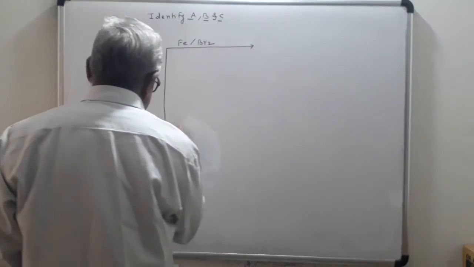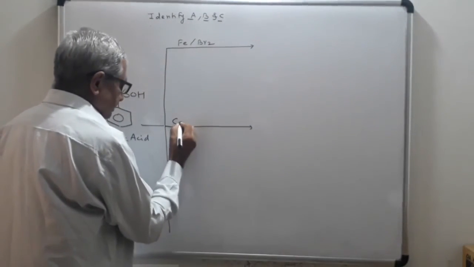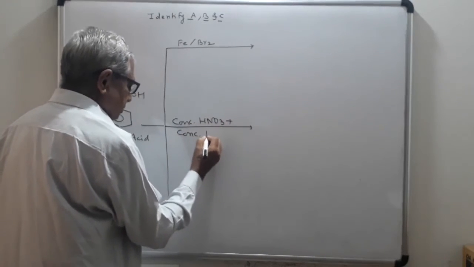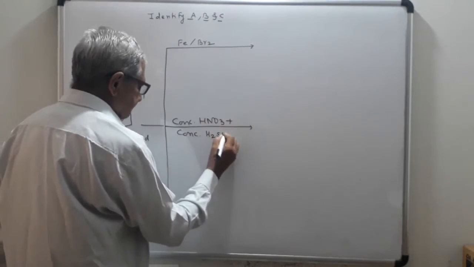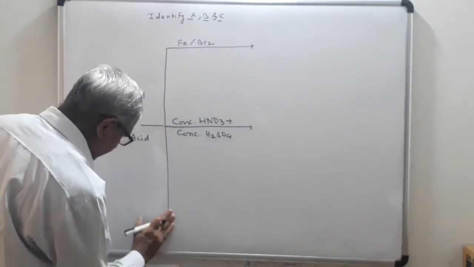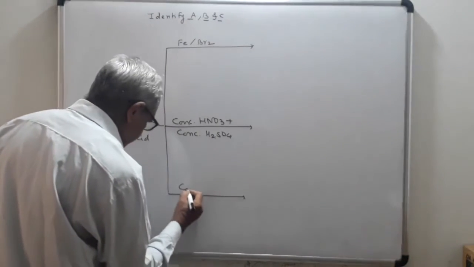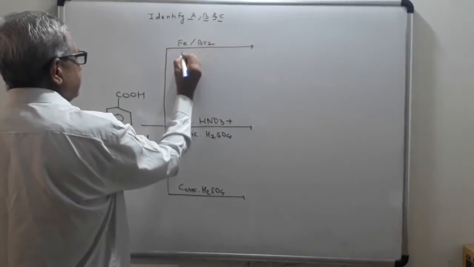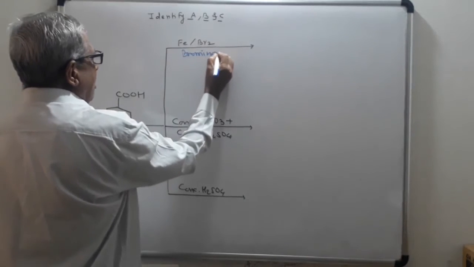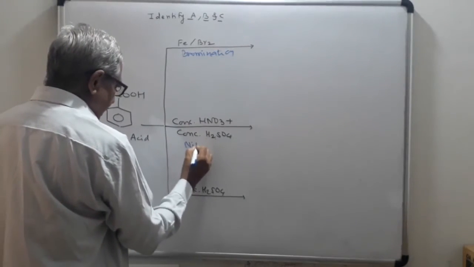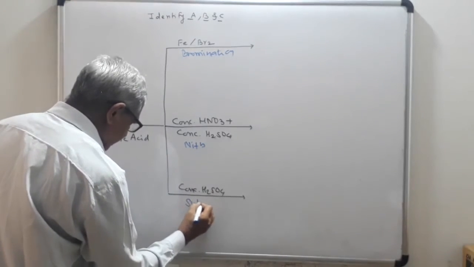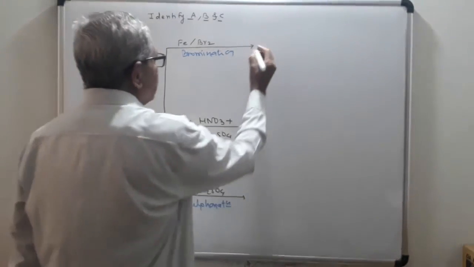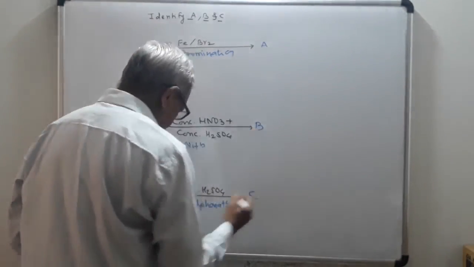Then the second reaction, nitrating mixture. It is a mixture of concentrated HNO3 plus concentrated H2SO4. Name of reaction is nitration. Third reaction, it is treated with concentrated H2SO4. So this is bromination, this is the nitration, this is sulfonation. So these are the reactions here. And here is the question: identify A, B, and C.